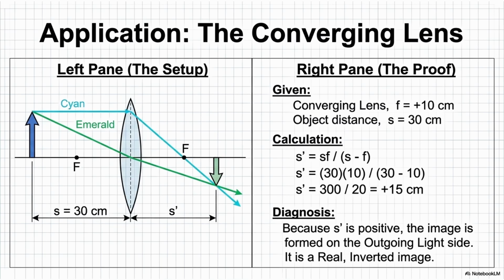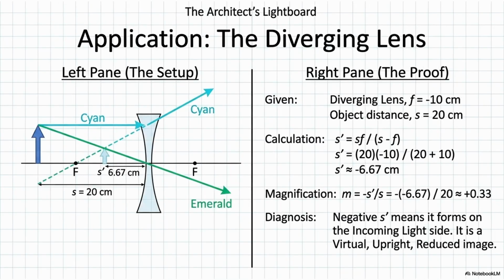Right. And then on slide 8, we look at a diverging lens. Here, the focal length is negative 10 centimeters. Object is at 20 centimeters. The result is negative 6.67 centimeters. Which means it's a virtual, upright, and reduced image, trapped back on the incoming side, optically speaking.